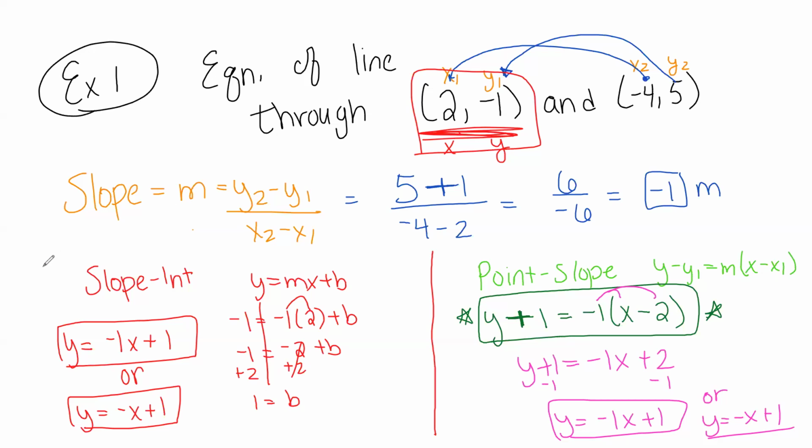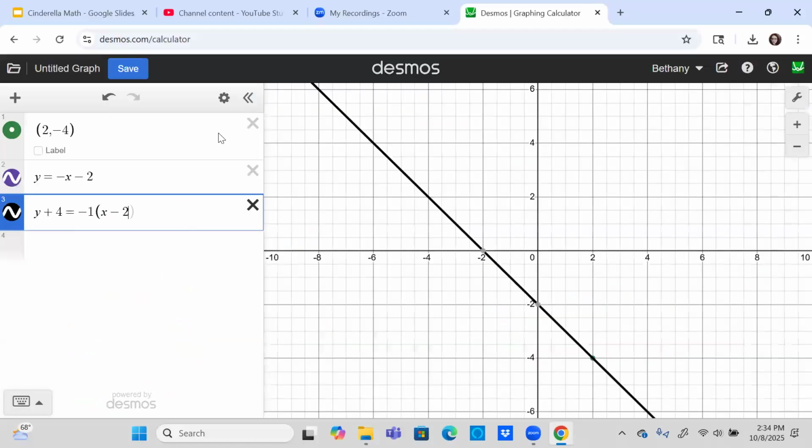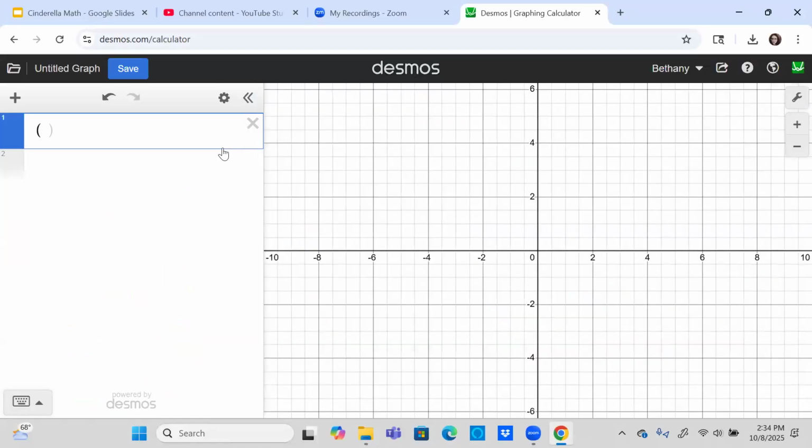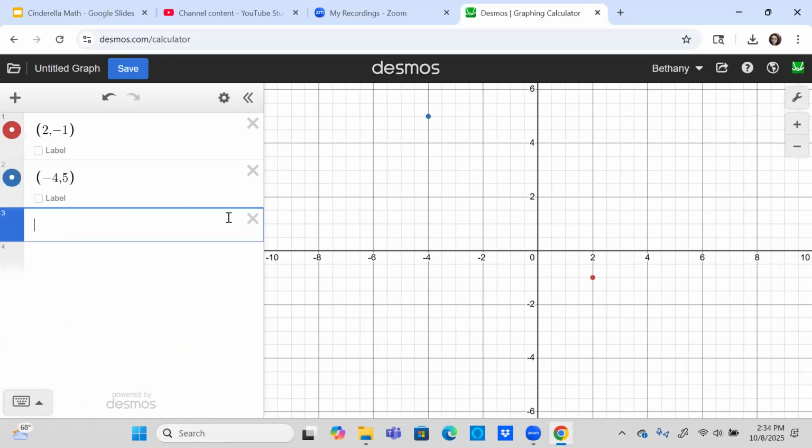I will now check this with Desmos. Okay, you're going to graph both points. To graph a point on Desmos, you just type it in. I don't remember what their points were. They were 2, comma, -1. There it is. And the other one, come down to the second line here, was -4, comma 5. There he is. And then our answer was y equals -1x or just -x, doesn't matter, plus 1. It should hit both points. Boom. It does. It should hit smack on.